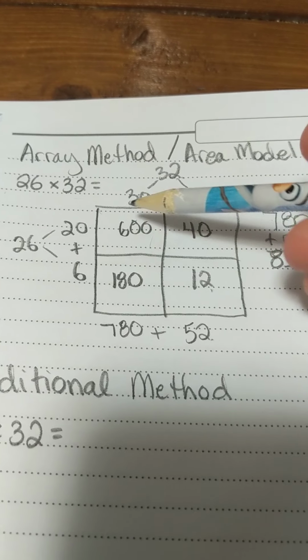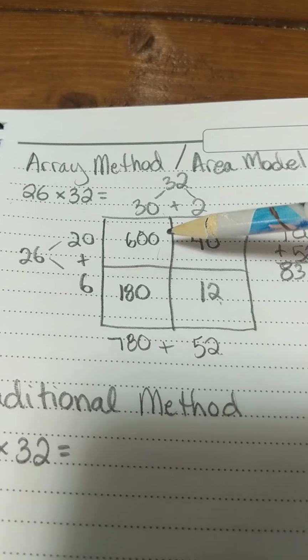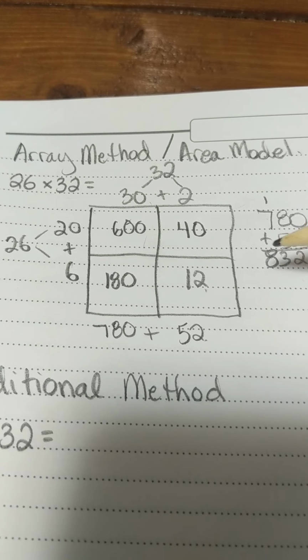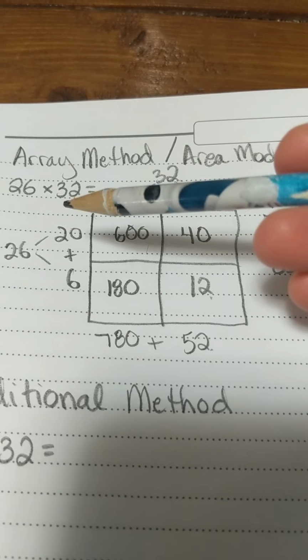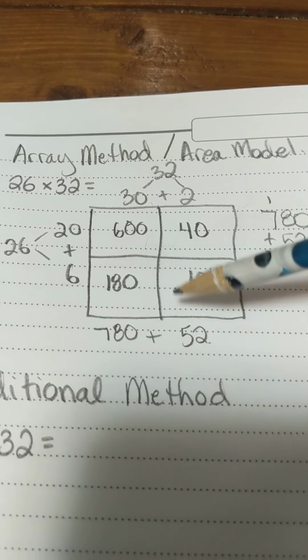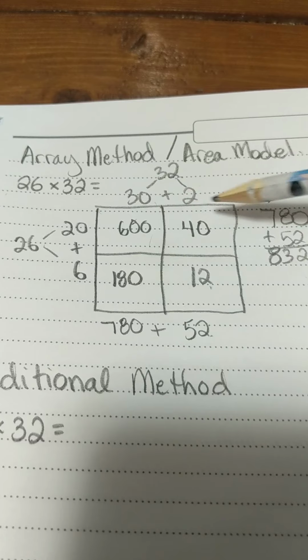It also makes it easier for me as the teacher to figure out where a student is going wrong. Sometimes if we're doing some other method and we're doing lots of carrying, it's hard for me to tell if they've messed up on one of the numbers or if they've messed up the whole concept, and it's often really hard to read. So this is the array method or the area model.